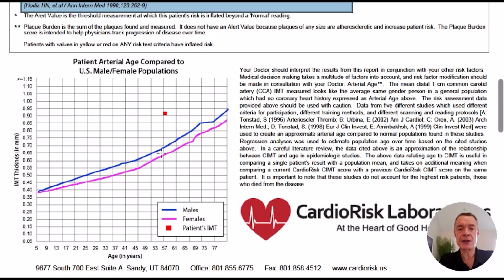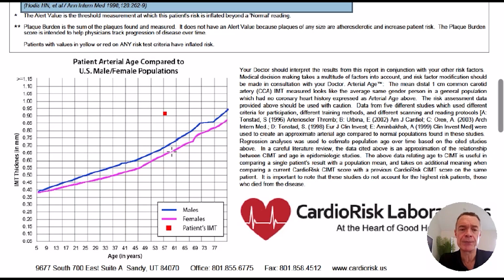So when I looked at this, I thought, okay, well, where are they getting the data from behind these trend lines? And this is on the right-hand side here, this verbiage where I'm moving the mouse. They pulled from 5 different population cohorts, 5 different population studies. And I believe that those who had known coronary heart history were excluded. And they also excluded, this is very important, in the final sentence, it says, it's important to note these studies do not account for the highest risk patients, those who died from the disease.